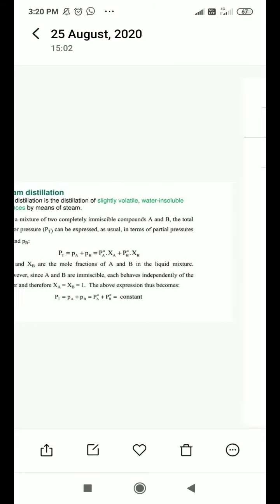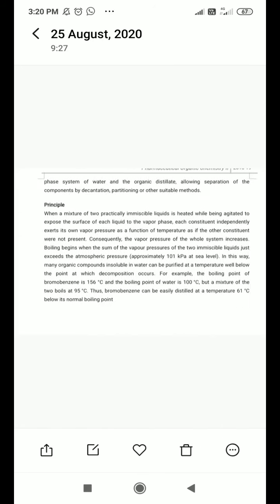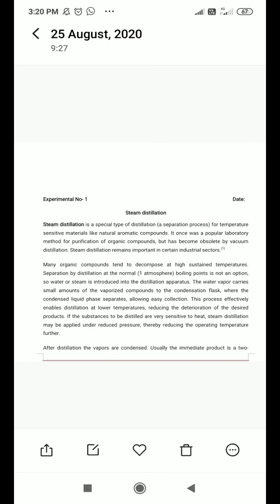Let's start with the general procedure, how to perform it in your practical lab. See that steam distillation is a special type of distillation for temperature-sensitive material like natural aromatic compounds. This is one type of application: steam distillation is used for those compounds which have a heat-sensitive nature.